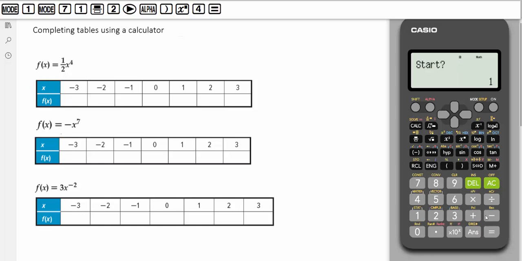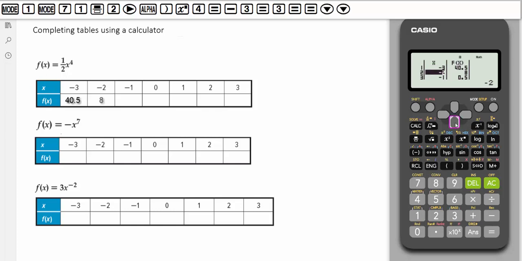According to our table, we are starting from -3, ending at 3, and each step is 1, which means the difference between each value and the other is 1. Hit on equal, and then you can find the requested values. So as you can see, we have on -3 that's 40.5, -2 it's 8, then 0.5, 0, 0.5, 8, and 40.5 again.